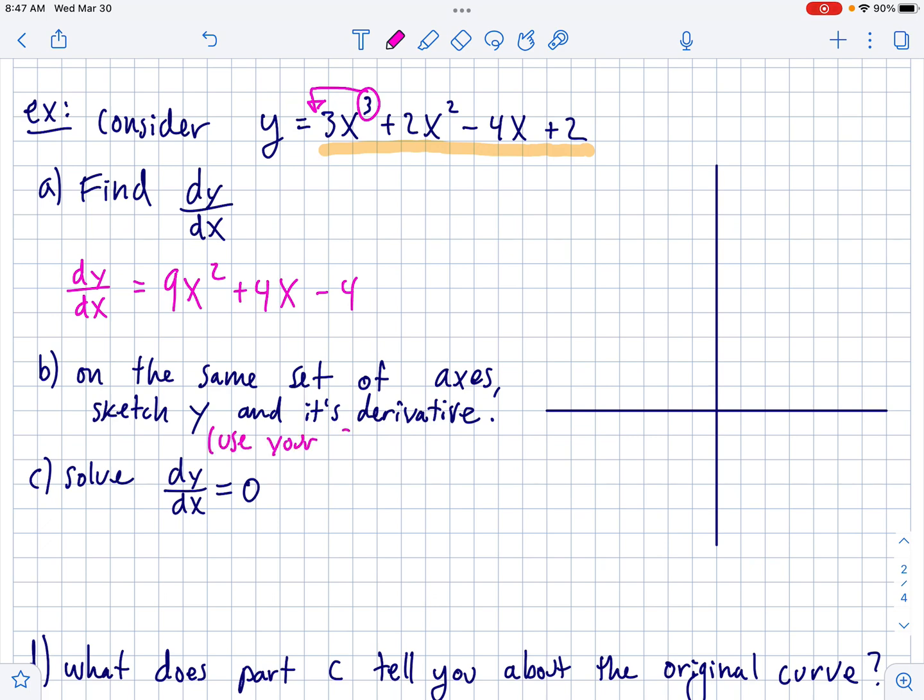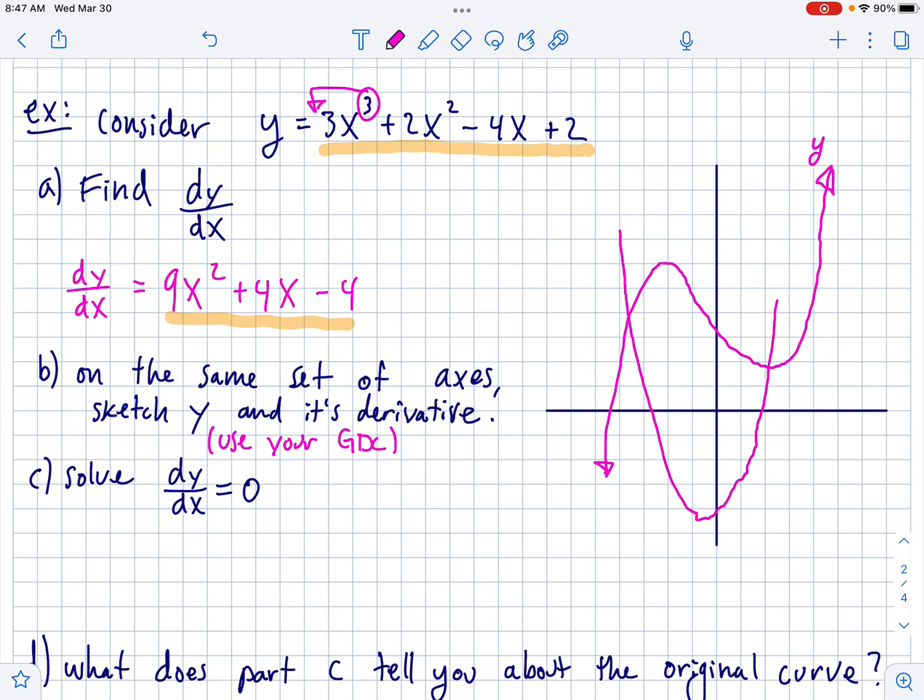Then it says on the same set of axes, sketch y and its derivative. So for this part, use your GDC. Like really, you can use your graphing calculator for anything unless I say don't use your graphing calculator. So I'm going to do my best to really sketch this accurately. I think the first curve looks like a little bit of a roller coaster that goes up here, then it comes down and it crosses, and then it goes back up, something like that. So this is y. Now, dy/dx is a parabola, and when you graph it, I think you get something like this.